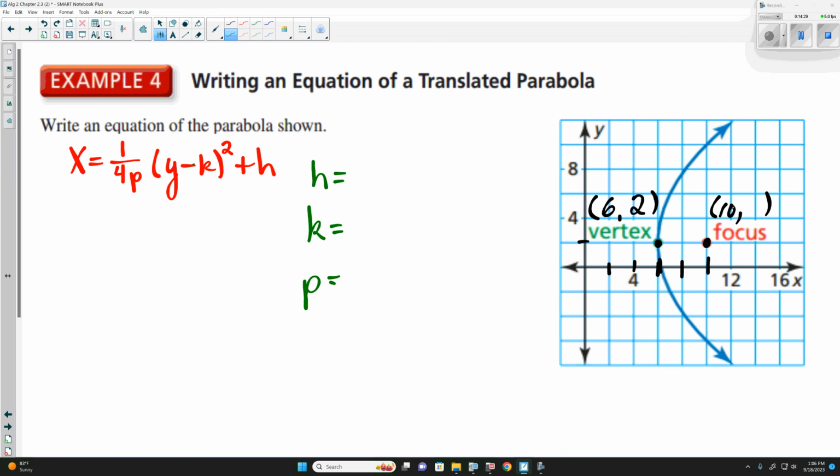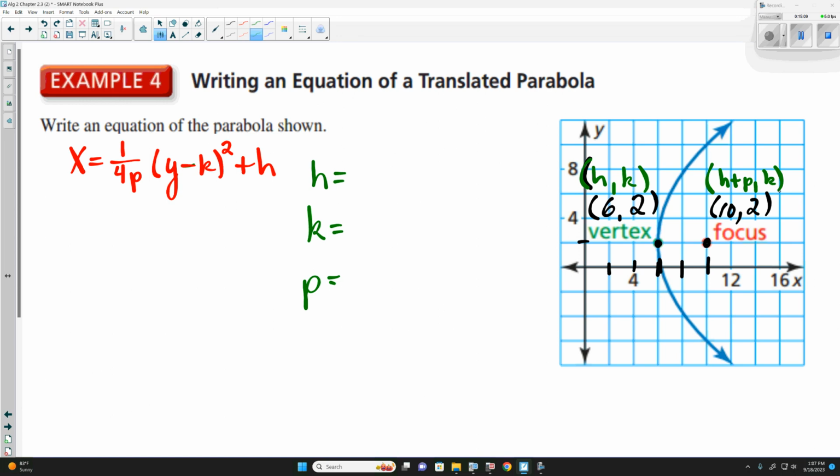10, and the y value is 10, 2. So we got the vertex and the focus. Now if we look at the general forms of both of these here, the vertex in general form was the point h, comma, k, because the general form for the vertex is h, comma, k, because that's just from our equations. And the focus was h plus p comma k.